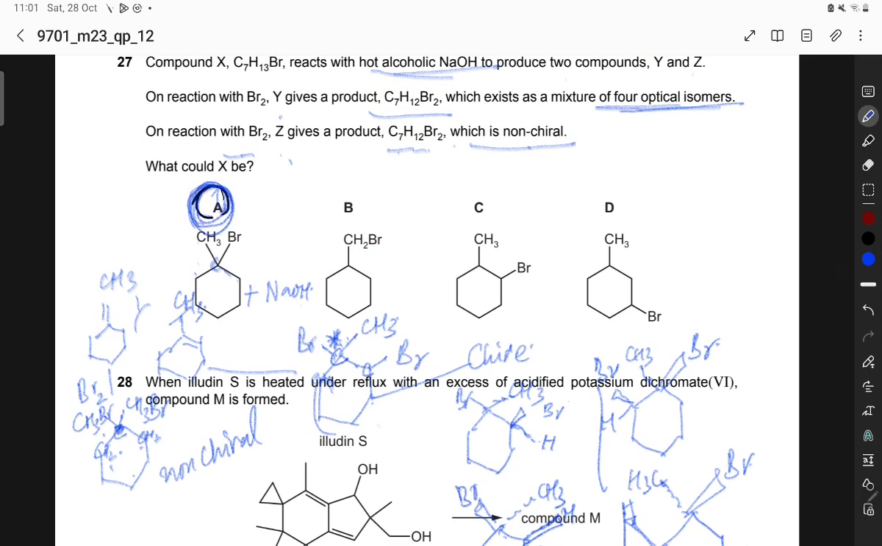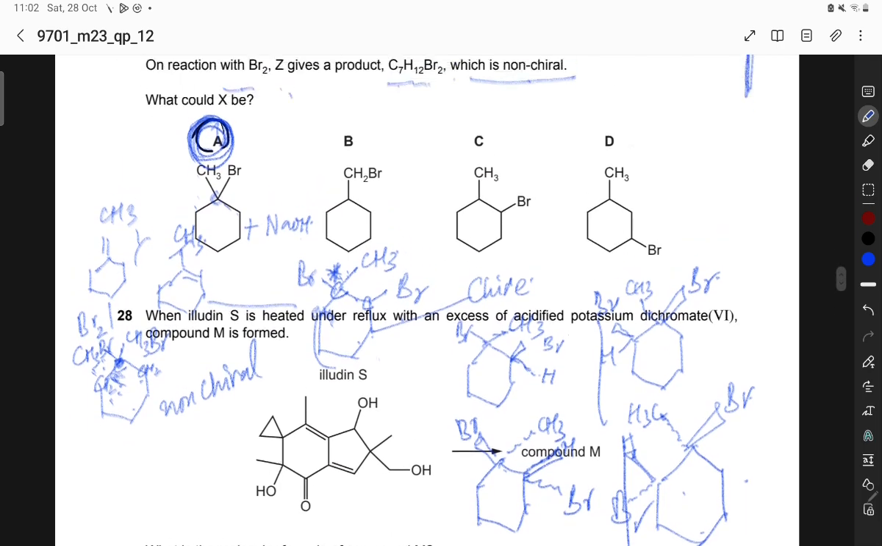That's why A option is correct. Other options would not give these two results. You can try these compounds, but A option is correct because Z gives a non-chiral product, while Y gives four chiral optical isomers.